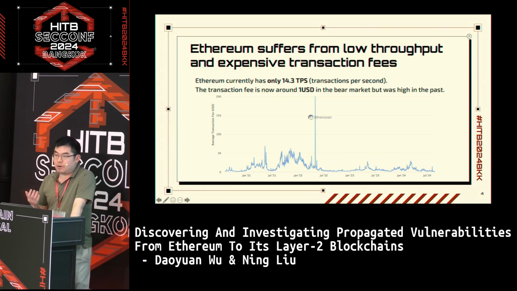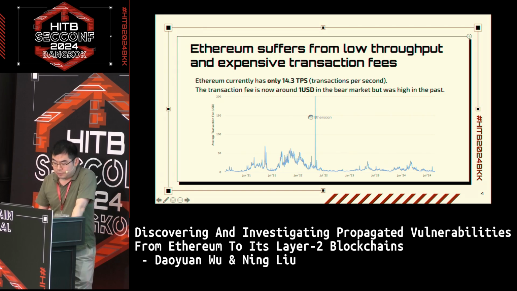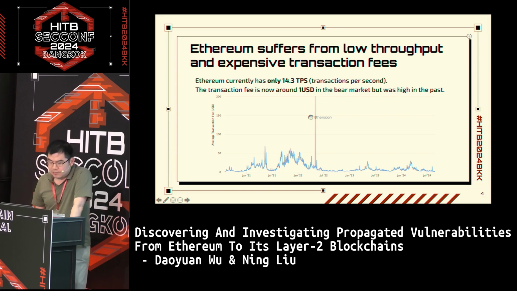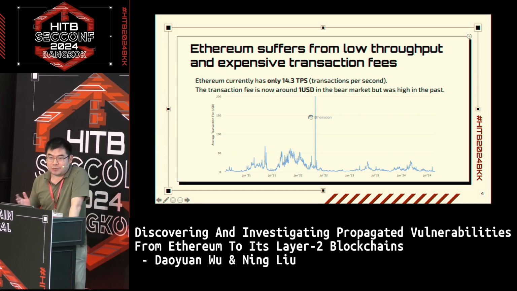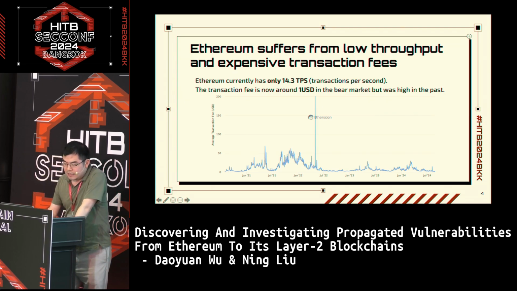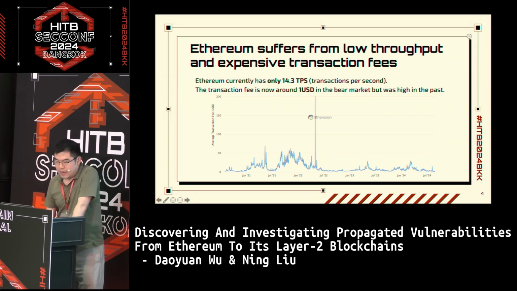As you may probably know, Ethereum suffers from low throughput and also expensive transaction fees. Currently Ethereum has only 14 TPS. TPS means transactions per second. So it is not comparable to Visa and MasterCard. It is quite slow.